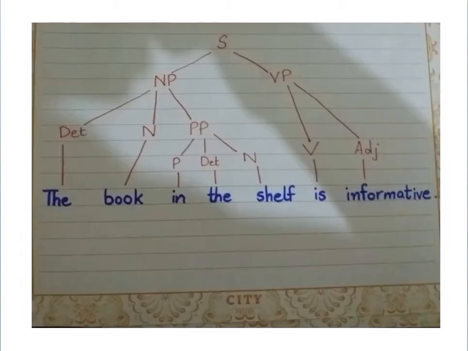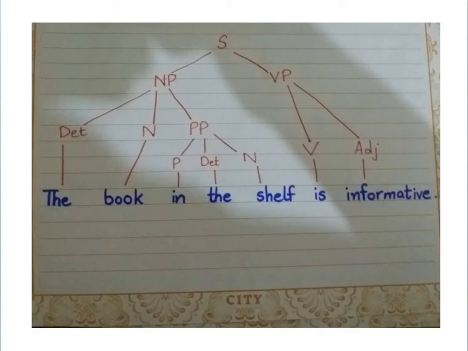So the next example. The next sentence is: the book in the shelf is informative. The book in the shelf is informative. First, as I told you, find the verb in the sentence to divide the sentence into a noun phrase and a verb phrase. In the whole sentence, where you are actually getting the verb is "is". So we have divided: from "is informative" is the verb phrase, and "the book in the shelf" is the noun phrase. Then we have to divide the noun phrase further, as we have done in the previous examples.